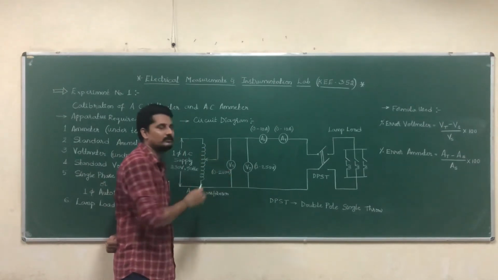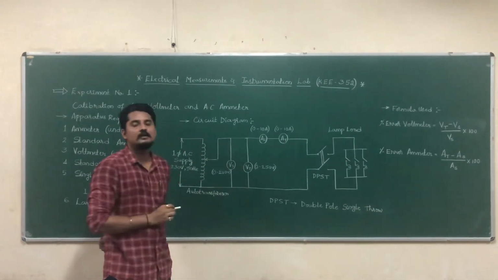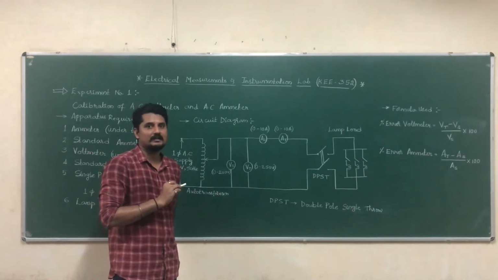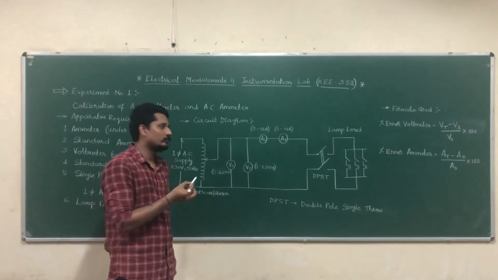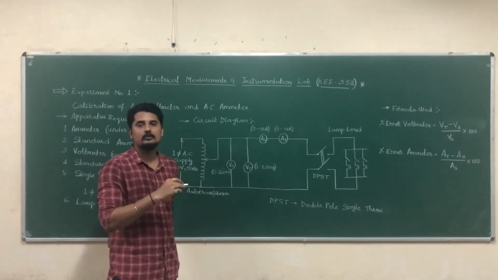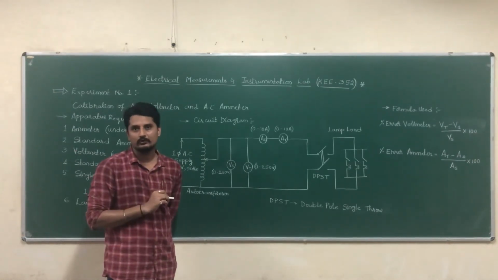We'll check the voltage in the standard voltmeter. We will be getting 150, and we should check the reading in the VT, that is the voltmeter under test. Finally, for 230 volts, we'll check it. So 50 volts, 100 volts, 150 volts, and 230 volts. That is the fourth reading.